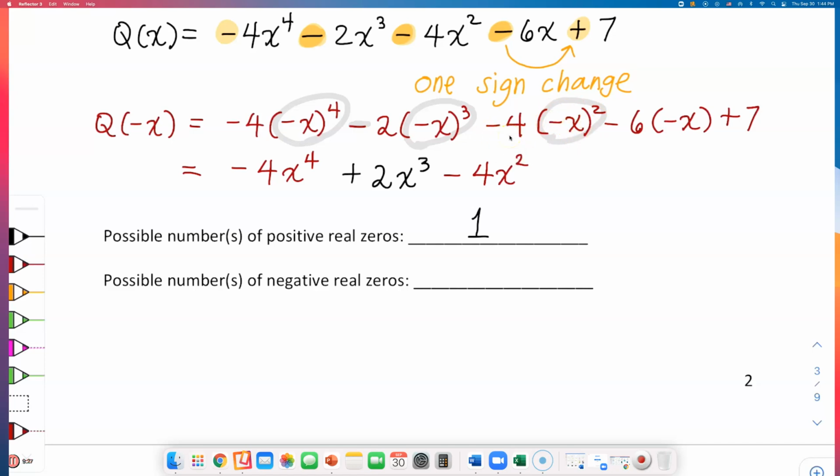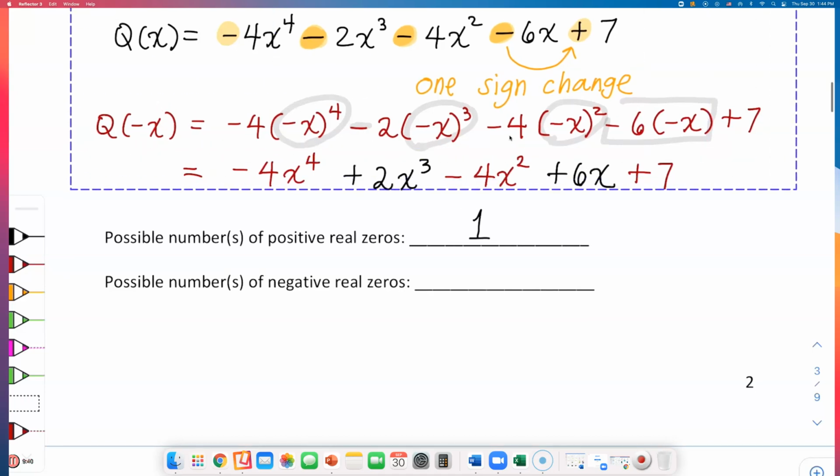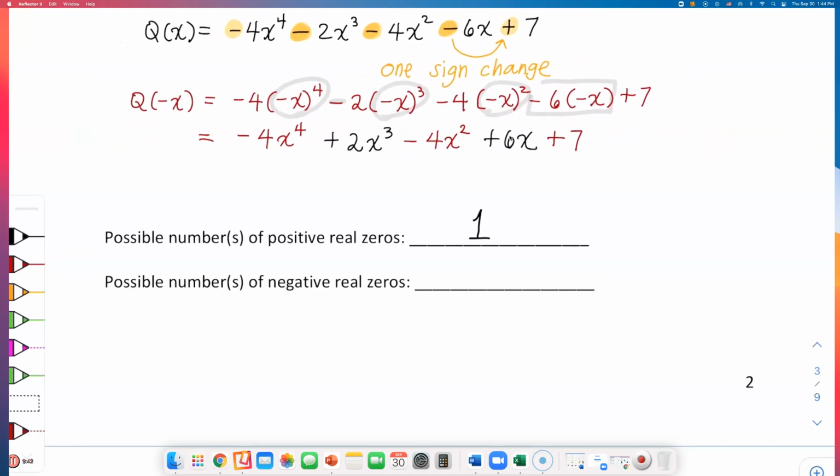All right, how about this? Negative 6 times negative x. That will give us plus 6x. And just bring down that plus 7. Now let's look for the sign changes.